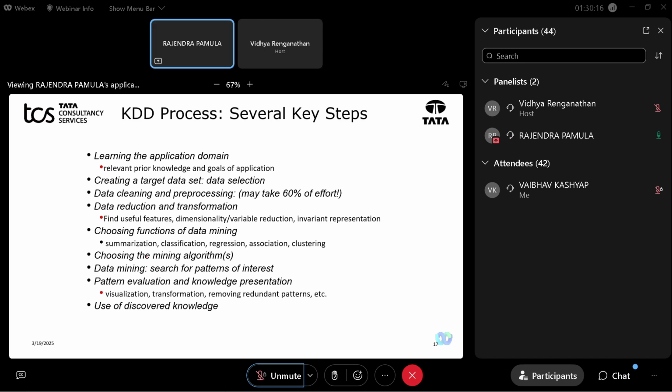So we try to find out the patterns and the knowledge behind the data, and we use it for discovering knowledge. You see: learning the application domain, creating a target data set, data cleaning, data reduction and transformation, choosing functions of data mining, choosing mining algorithms, then applying data mining, pattern evaluation and knowledge presentation, and finally use of the discovered knowledge.